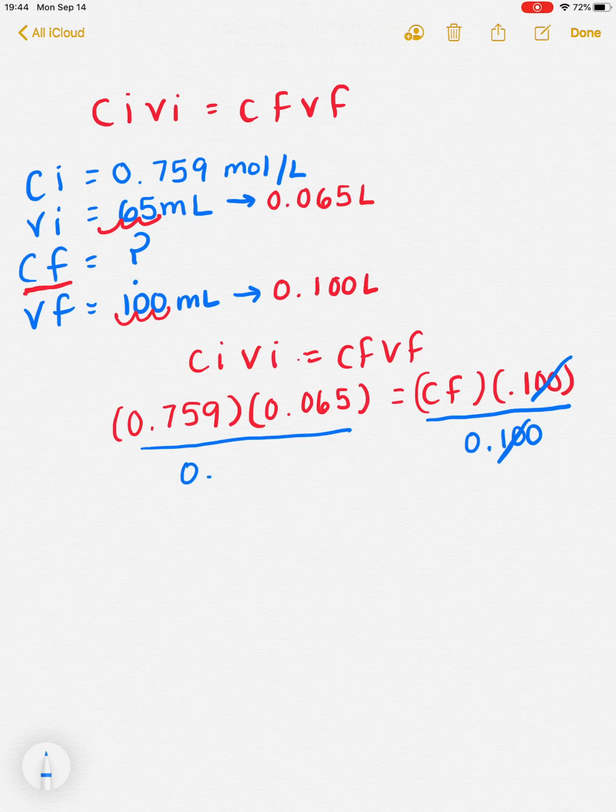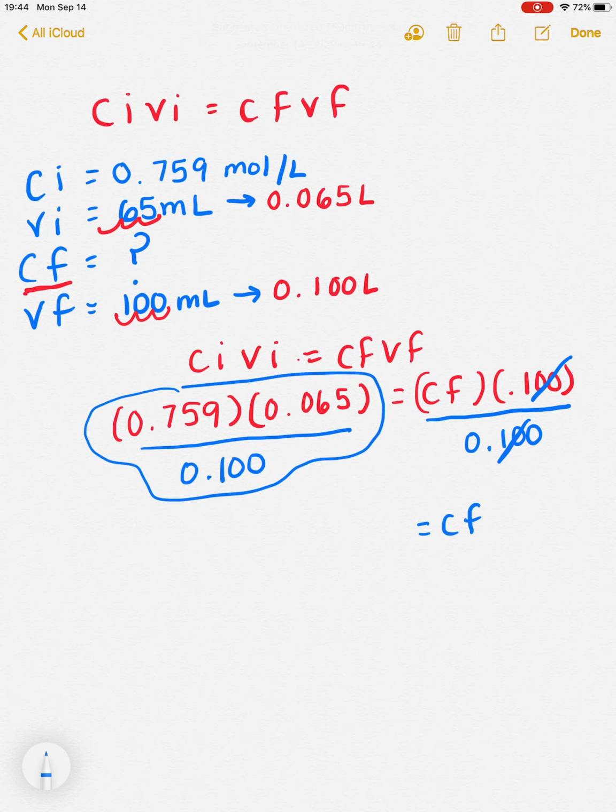What we do to one side, we've got to do to the other. So balancing act. So we've got CF is equal to whatever the answer is to this. So if we calculate that out, which I'm going to do on my phone, 0.759 times 0.065 divided by 0.100, I get an answer of 0.49335. And so that would be our final concentration. Concentration is written in moles per liters, so that would be our answer.